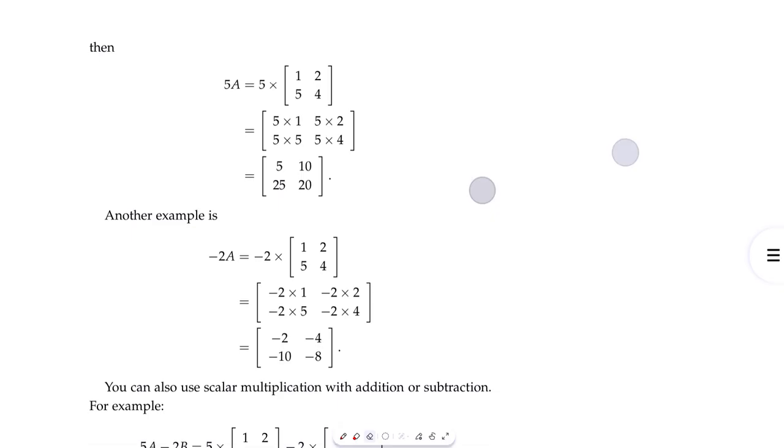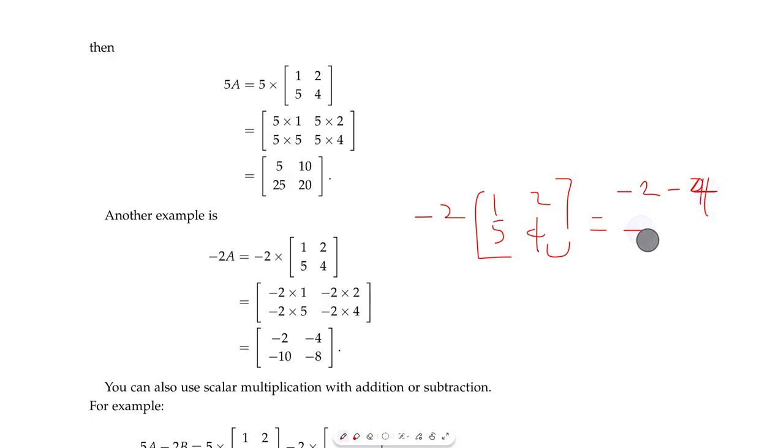Look at another example: minus 2A. If I want to do minus 2A, it means minus 2 multiplied by the value of A, which is [1, 2; 5, 4]. So that will give us minus 2 times 1, minus 2; minus 2 times 2, minus 4; minus 2 times 5, minus 10; minus 2 times 4, minus 8. Are you seeing that now? So this is what we mean by that.